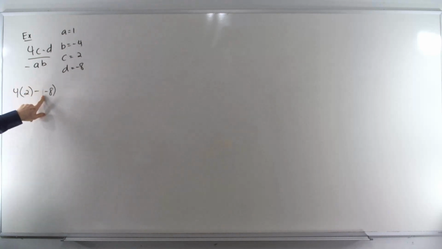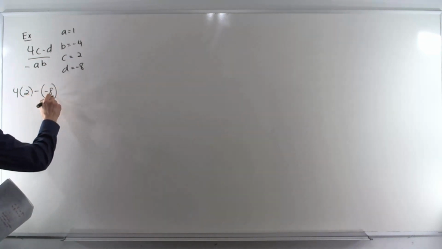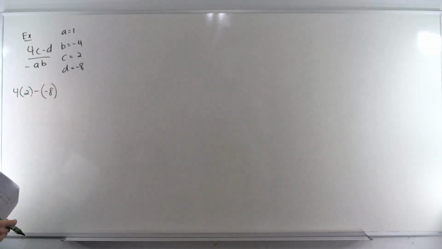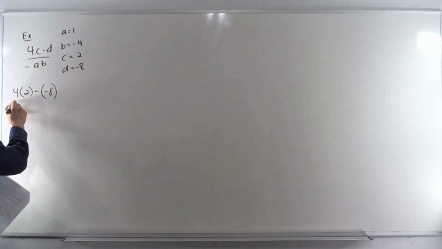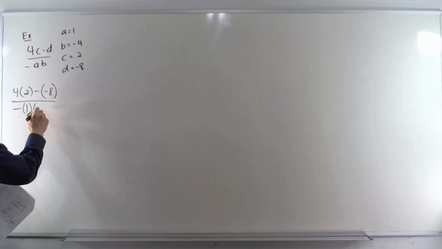Never write it like this. You can't put 2 operations in a row like that. Got to put in parentheses. Over negative 1 times b, negative 4.